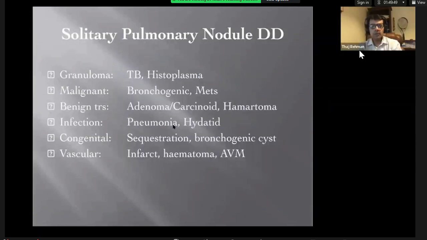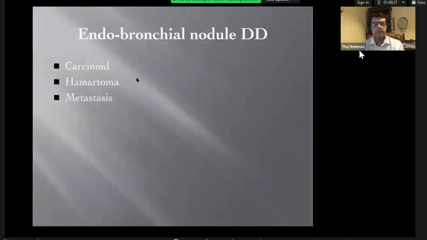Infection, rounded pneumonia, hydatid cyst, congenital abnormalities like sequestration, bronchogenic cyst, vascular lesions, including infarct, hematoma, and AVM. These are very broad differentials. There are different features that will point towards each of these differentials, which we would be discussing in the presentation. So endobronchial nodule differentials are, I should have added bronchial adenoma here, carcinoid, hamartoma, metastasis, and bronchial adenoma.